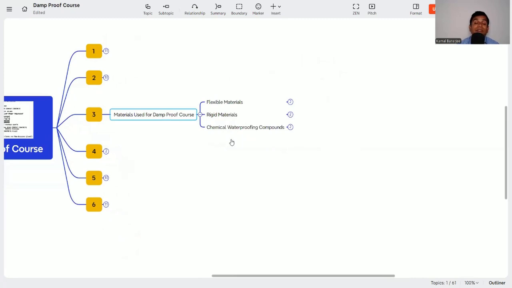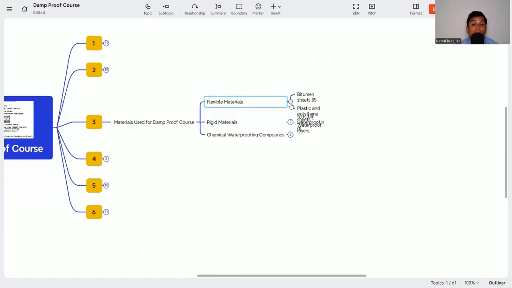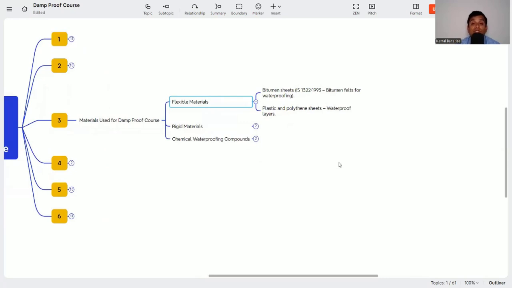So there are three kinds of material we can use for the damp proof course: flexible material, rigid material, and chemical waterproofing compound. Bitumen sheet as per IS 1322-1993. However, if green building criteria apply to the building, it is not advisable as per the green building criteria that bitumen sheet can be used. So check your project criteria. If it is okay to use bitumen sheet, you can use it.